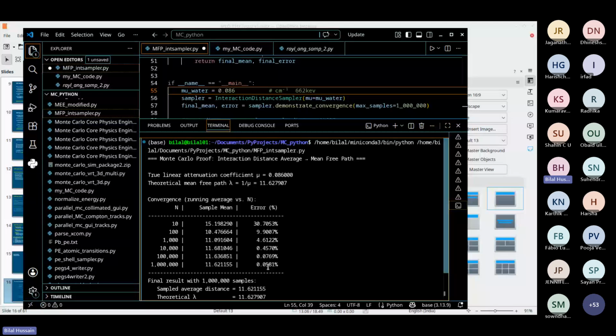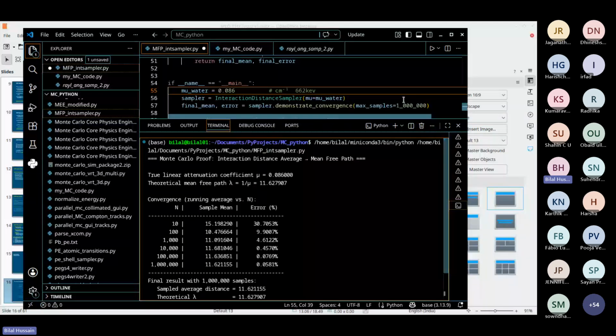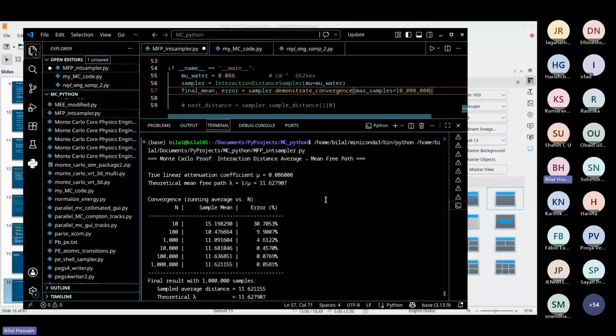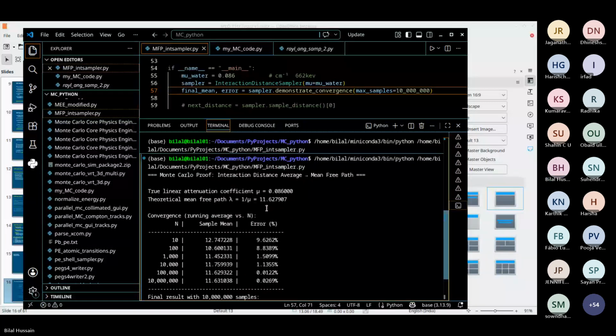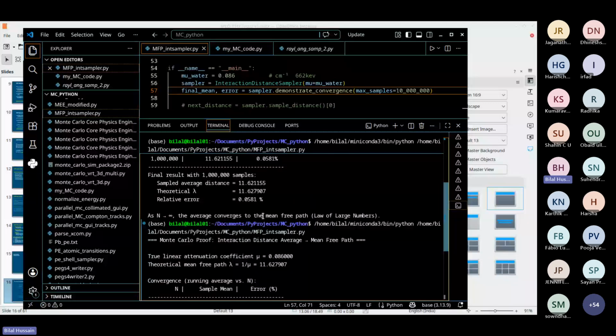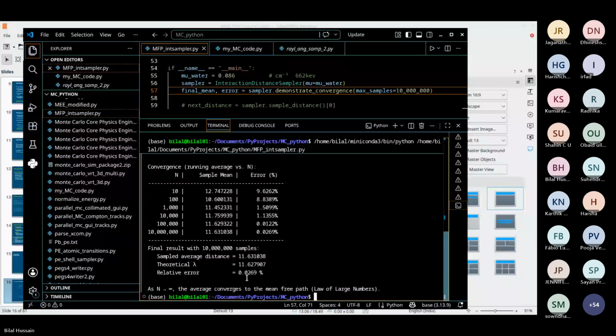For example, let us say I want to go higher. I'm going for 10 million now. If I do it for 10 million, you can see from here that the error was earlier this much, 0.05. Now it is reduced to 0.02. So the relative error is drastically reduced.